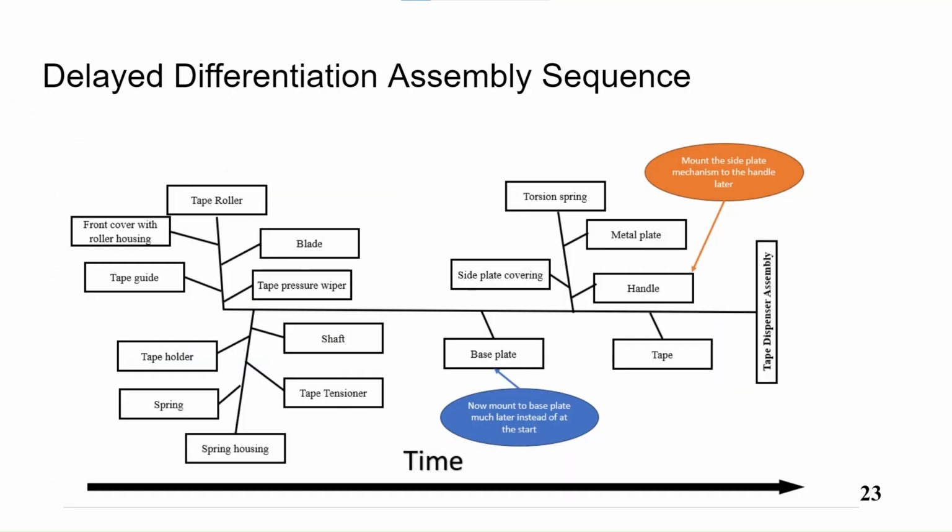To add delay differentiation to the assembly sequence, we want to have the modules appear later. So in this assembly sequence, the base plate, instead of being mounted to initially, is now one of the last things to be added. And this is able to be done because it's not necessary to mount to it to be able to create the part. And this helps to allow different base plates for different customer groups later on. And similarly with the handle, again, it's not necessary for this to be mounted initially, so this can be moved much later, allowing for a delayed differentiation.